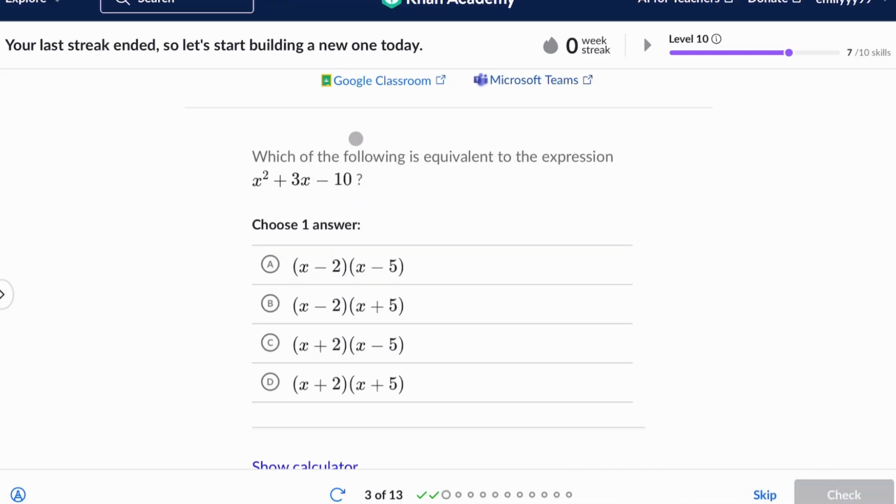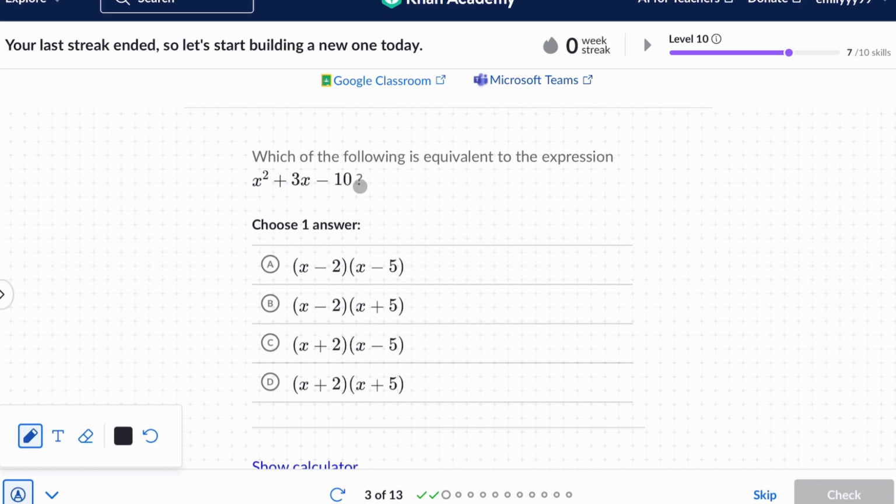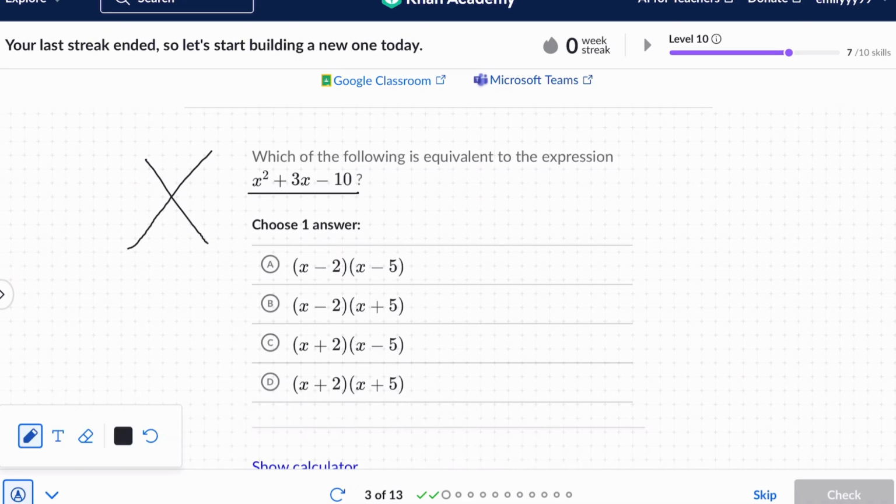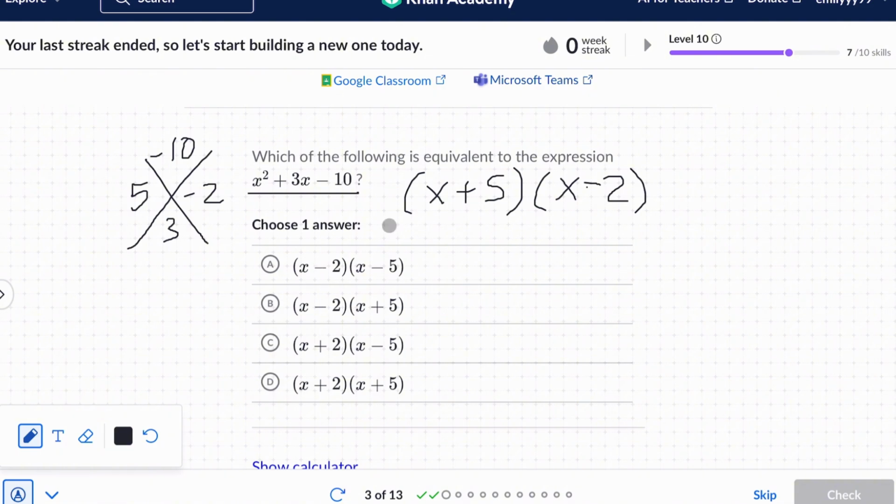Which of the following is equivalent to the expression? So all we have to do is factor this quadratic here. So we can do the x method, where you have to multiply to negative 10 and add to 3. That's going to be 5 and negative 2. 5 times negative 2 is negative 10. 5 plus negative 2 is 3. And so when we rewrite this, it's just x plus 5 and x minus 2. But it doesn't matter the order. x minus 2 could be first, which is what shows here. So it's going to be B.